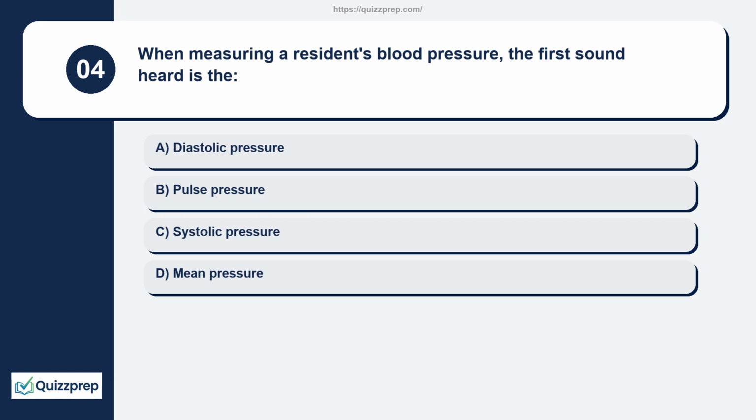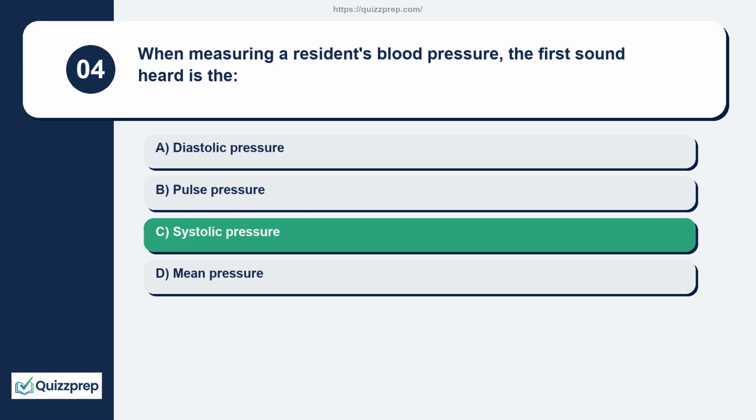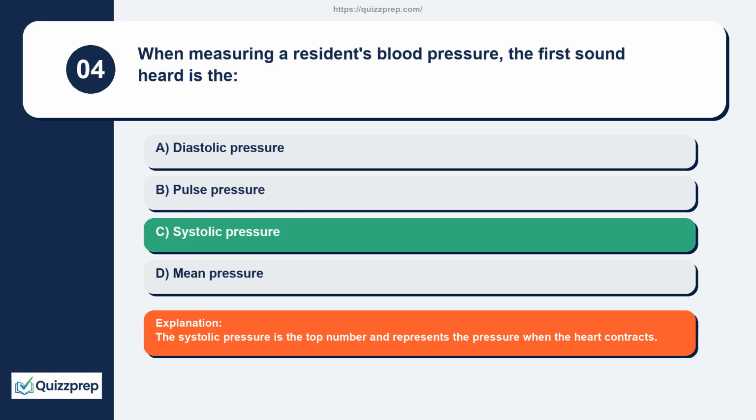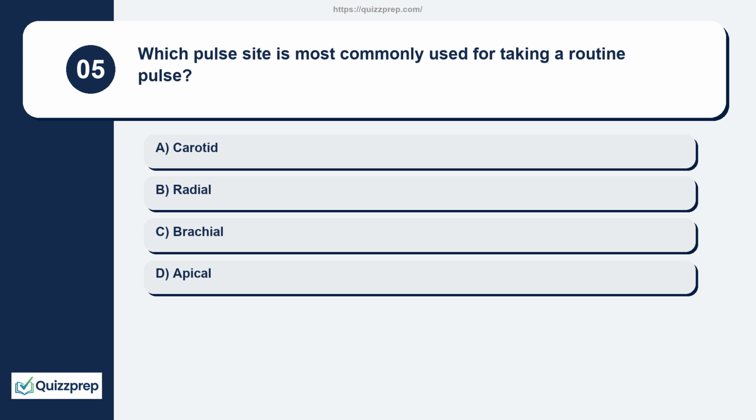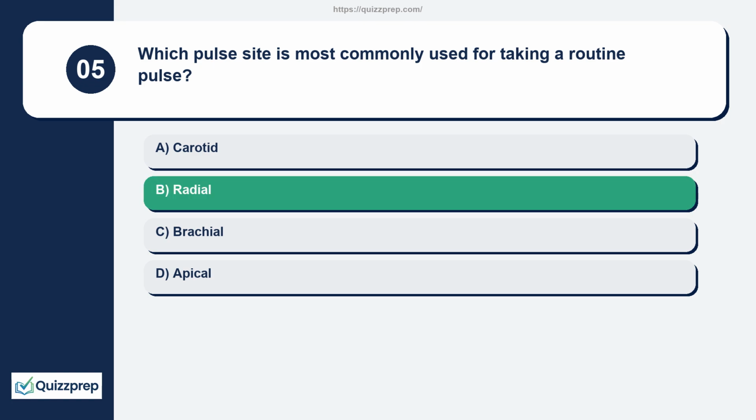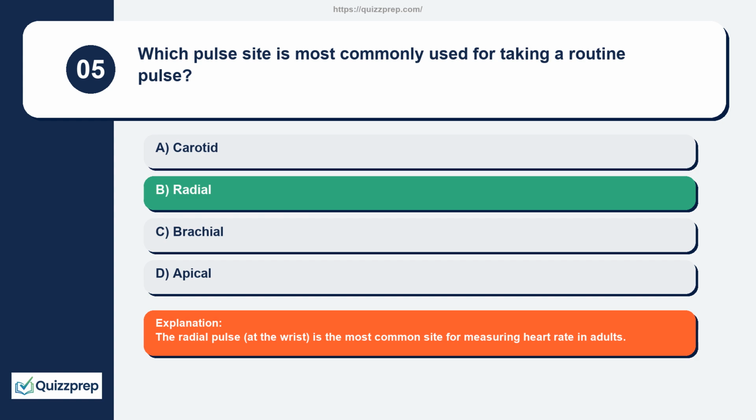Question 4. When measuring a resident's blood pressure, the first sound heard is the diastolic pressure, pulse pressure, systolic pressure, mean pressure. The systolic pressure is the top number and represents the pressure when the heart contracts. Question 5. Which pulse site is most commonly used for taking a routine pulse? Carotid, radial, brachial, apical. The radial pulse, at the wrist, is the most common site for measuring heart rate in adults.